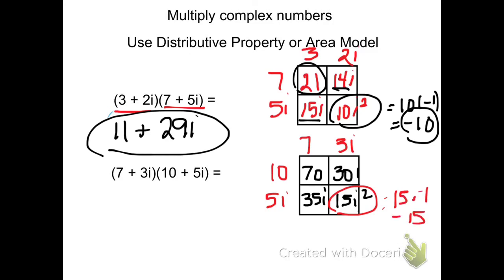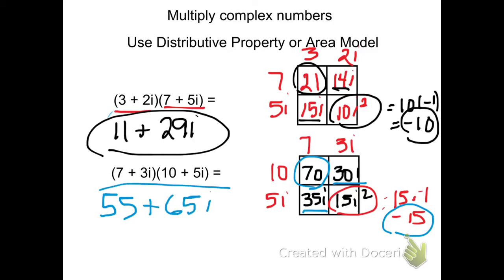And to get my answer, I want to combine my like terms, so I combine my real numbers first. If I combine 70 and negative 15, that's going to give me positive 55. And if I combine my imaginary numbers, 35i and 30i, that gives me 65i. So the product of 7 plus 3i and 10 plus 5i is 55 plus 65i.